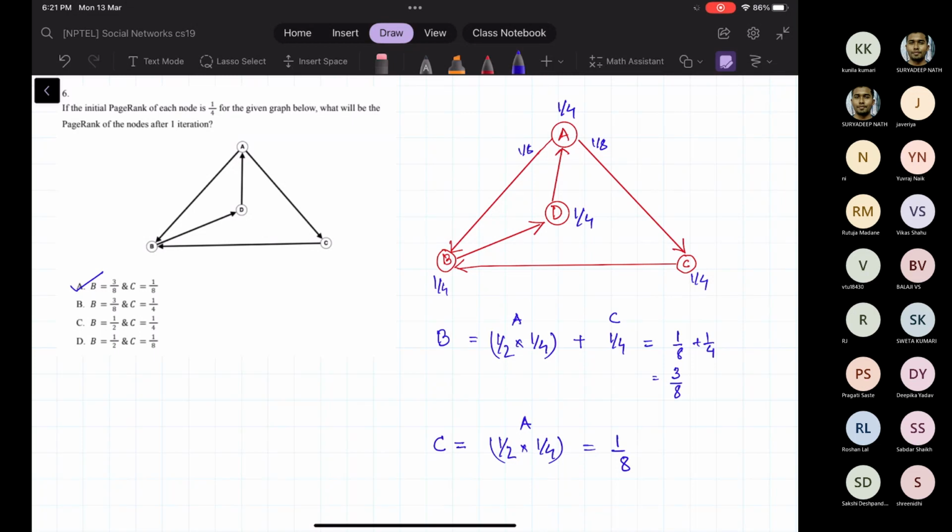Is this clear? If you have any doubt, you can ask, or you can ask at the end as well.